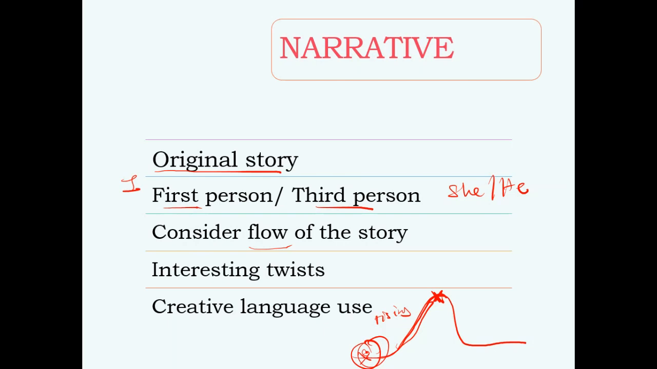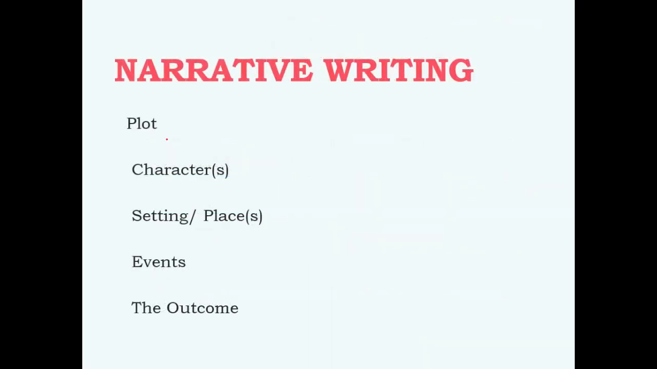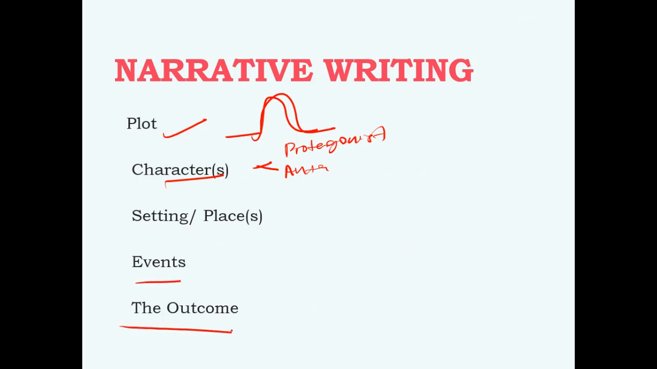Okay. So as I said, always have a good rising, where you develop, and then you have your falling and you have your resolution. Or if you want to leave it as a mystery, or as a suspense, it's all up to you. So when you write, always remember your plot is very, very important. You start and then you go on. Characters, you can have both. You can have protagonists, you can have antagonists. The protagonist is basically the hero of the story. Or antagonist, you want to have someone like a villain, okay? Setting or places, events, the outcome, all right? So these are very, very important in your story writing.